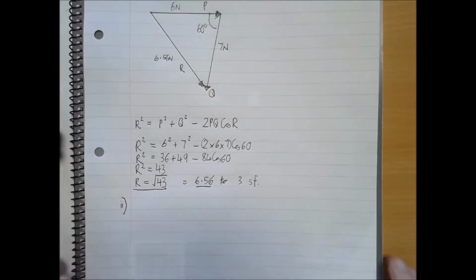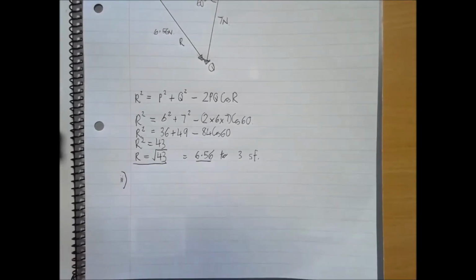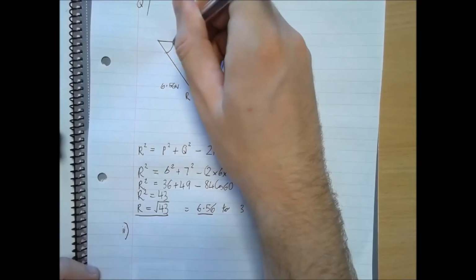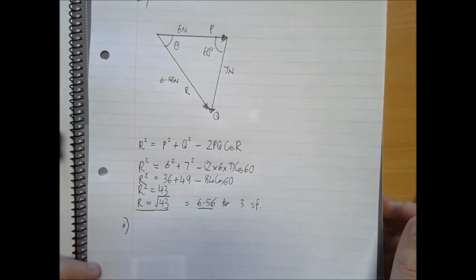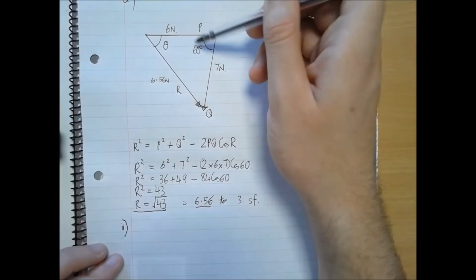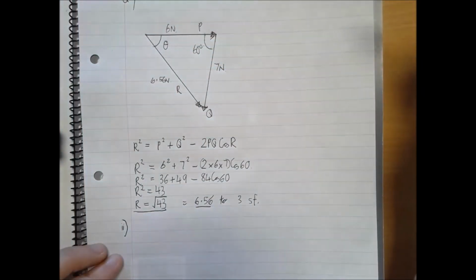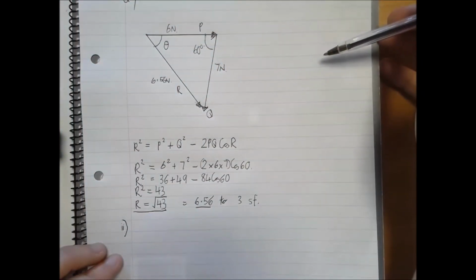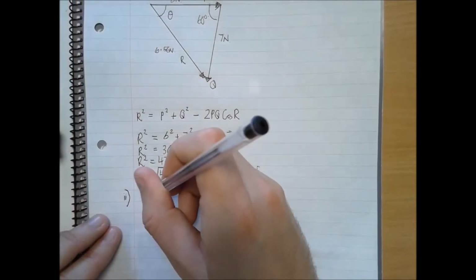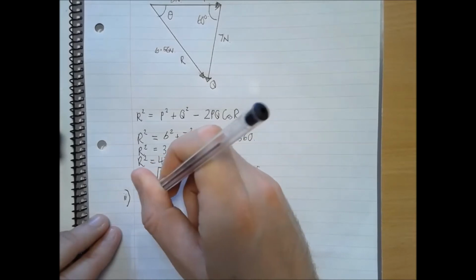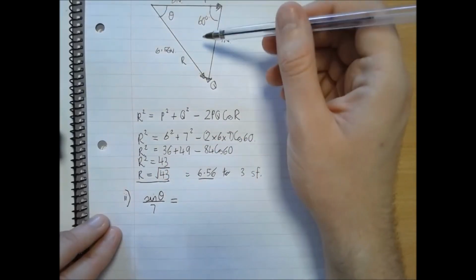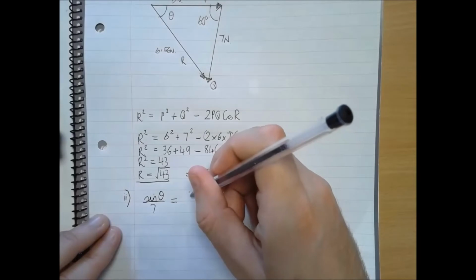Okay, so part 2 of question 1. They're asking us to find the angle between the line of action of P and the line of action of R, which is this angle here. As we can see, we've got some angles and we've got sides that we could potentially use. So the best thing to do here is to use the sine rule. So what we're going to have is sine theta over 7 equals sine 60.